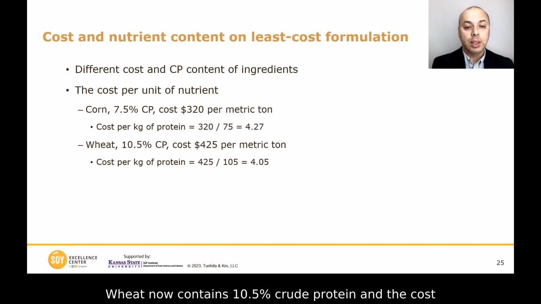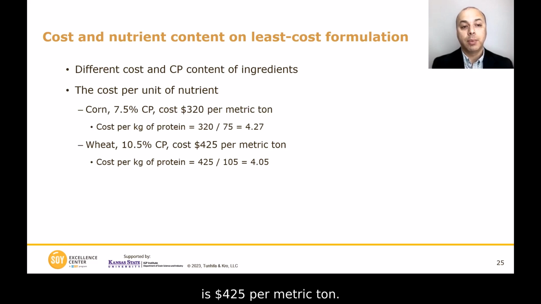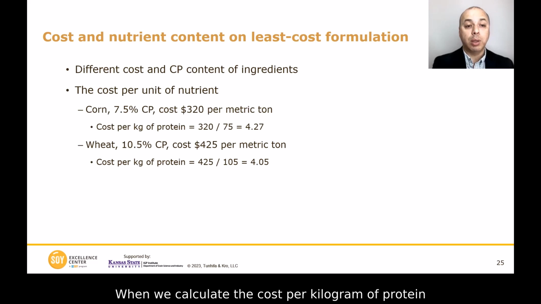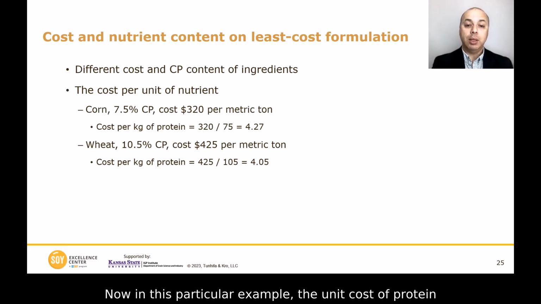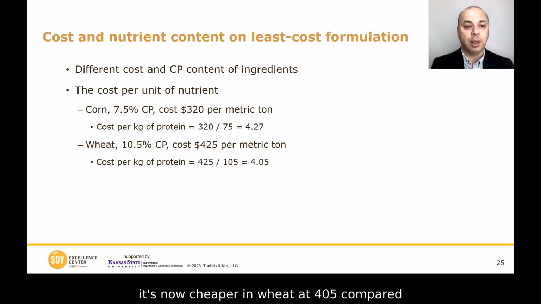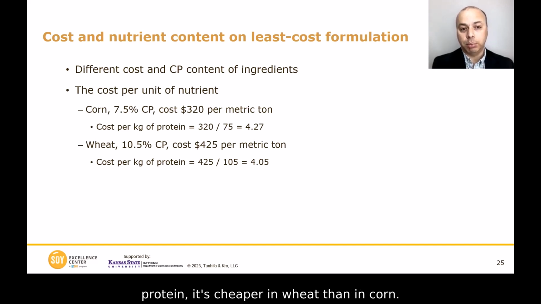Let's look at wheat. Wheat now contains 10.5% crude protein and the cost is $425 per metric ton. When we calculate the cost per kilogram of protein, it comes out to be $4.05. Now, in this particular example, the unit cost of protein is cheaper in wheat at $4.05 compared to that of corn at $4.27. We can see here that the cost per metric ton is still cheaper for corn than for wheat, but the unit cost of the nutrient, in this case protein, is cheaper in wheat than in corn.